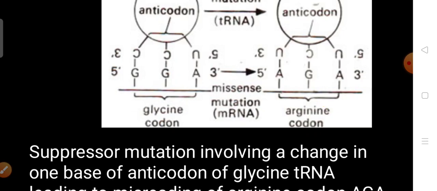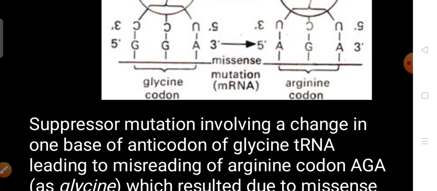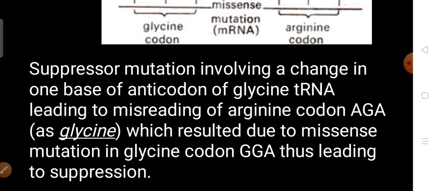Because of missense mutation, some change has taken place so that arginine can be added, but the missense mutation can be suppressed. Suppression mutations involve a change in one base of the anticodon of glycine tRNA, leading to misreading of arginine codon AGA, which resulted due to missense mutation in glycine codon, and leads to the suppression.